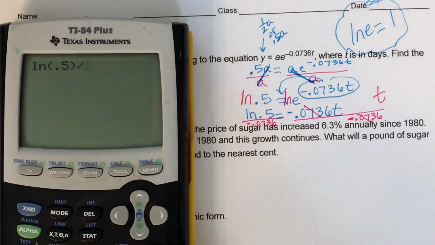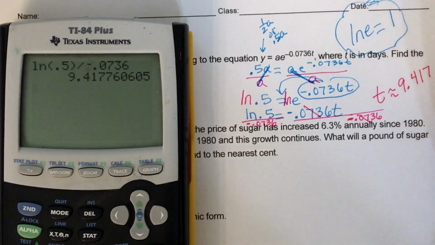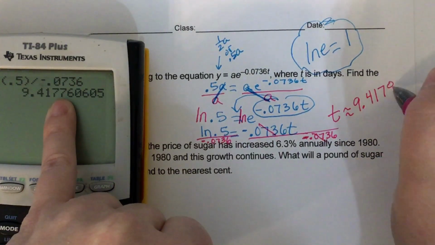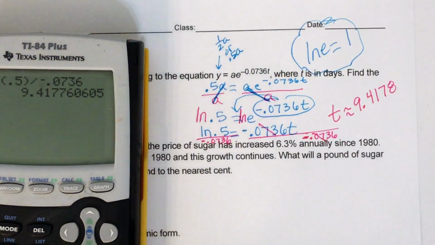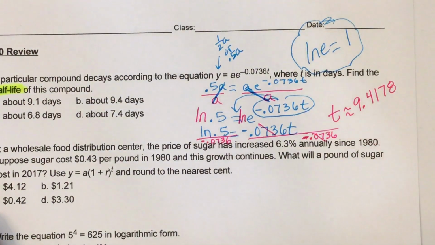And I'm dividing by negative 0.0736. And I get T to be approximately 9.4178. So this 7 rounds up because it has a 5 or higher behind it. And if I look at my answer choices, that is B.